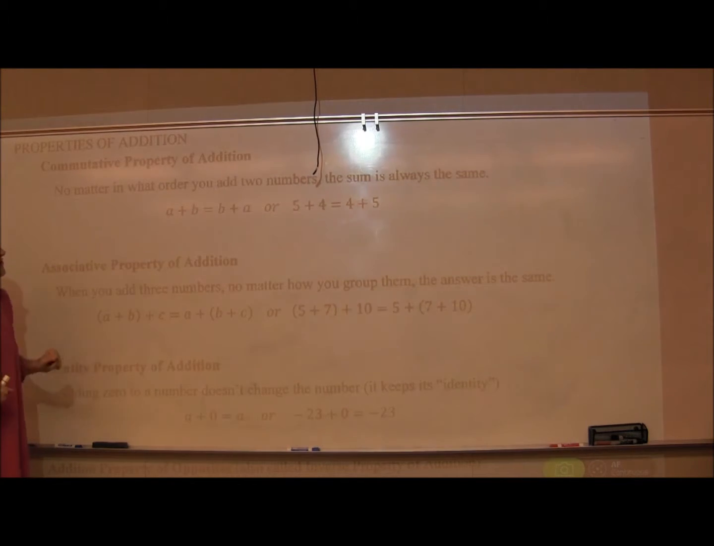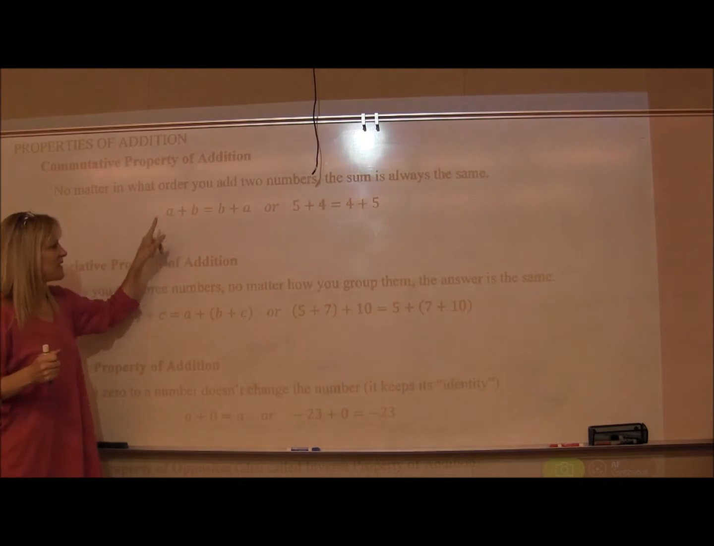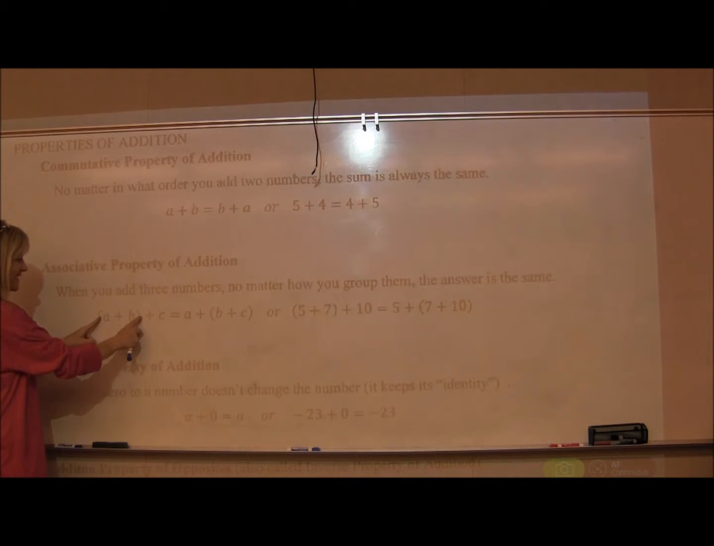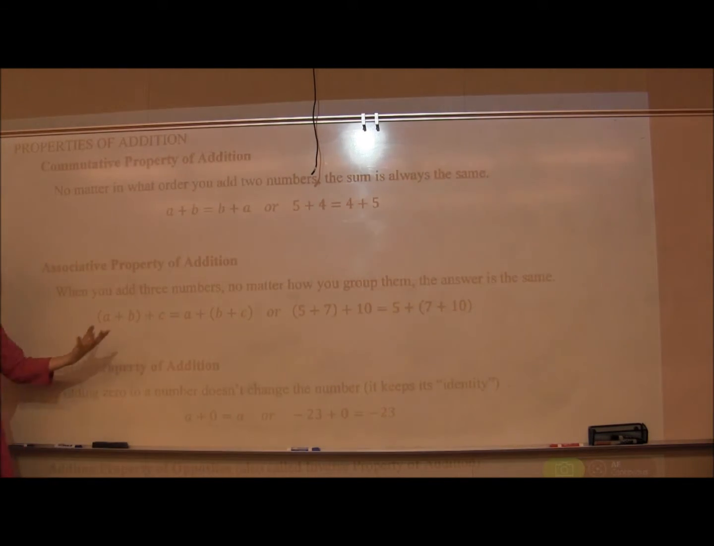So with the commutative property, I think I commute to work. Commuting is moving, so the terms can move around and it doesn't matter. With the associative property, if you want a trick to remember it, here A is associating with B, here B is associating with C, it doesn't matter. How you group them doesn't matter, you still get the same answer.